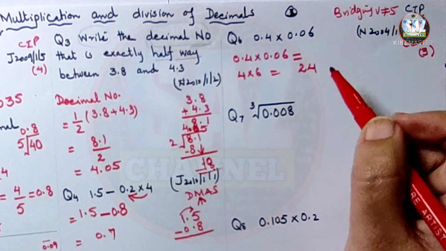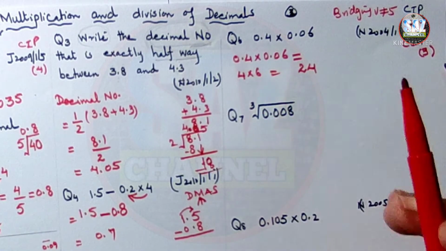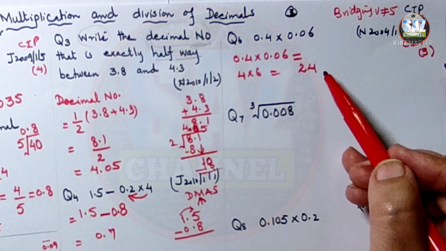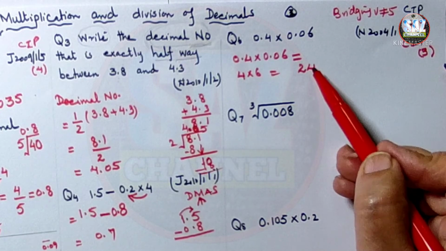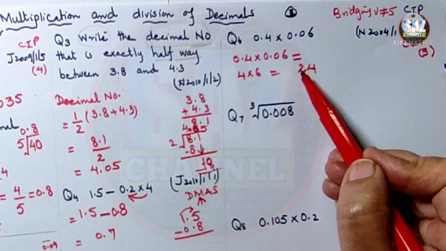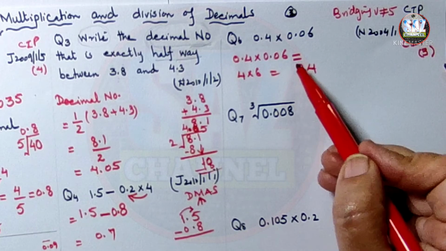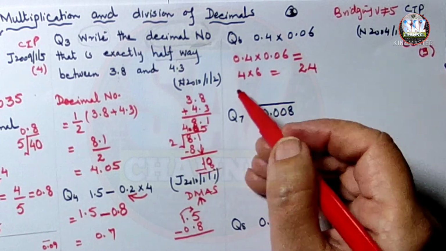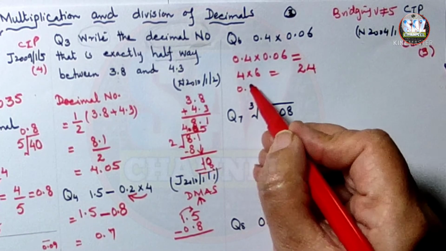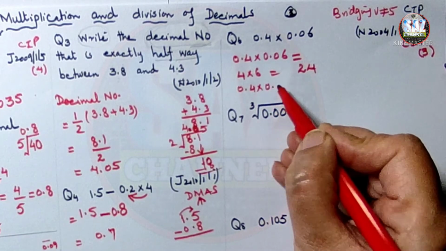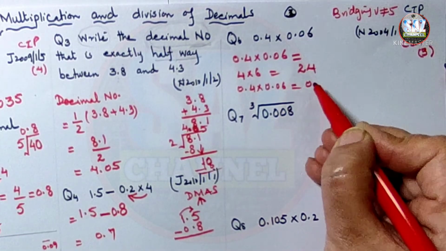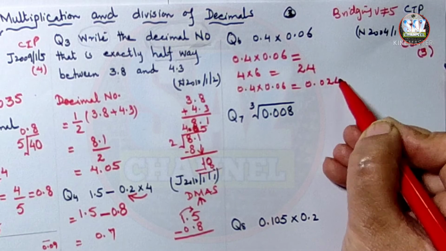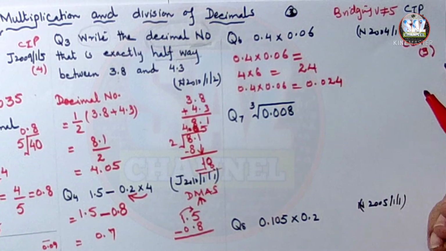Okay, but the requirement is 0.4 multiplied by 0.06. So it means I should have how many digits after the decimal? 3 digits. So in order to complete those 3 digits, I have to place one extra digit. 0.4 multiplied by 0.06 equals 0.024. I hope you are really clear about this question.